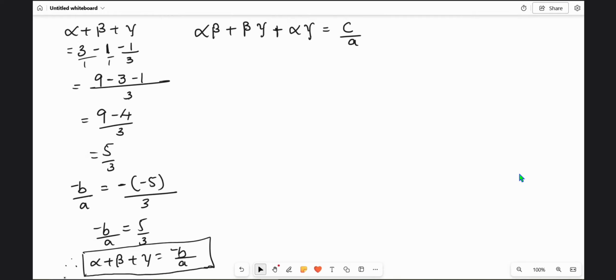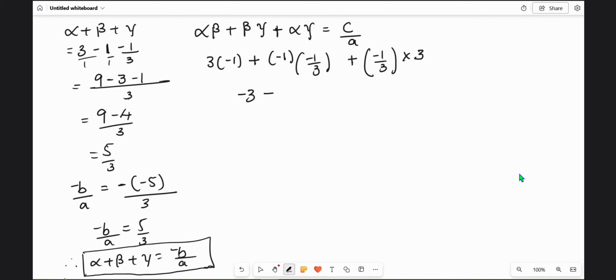Okay. Now put the values. Alpha 3. 3 into minus 1 plus minus 1 into minus 1 by 3 plus minus 1 by 3 into 3. Minus 3 plus 1 by 3 minus 1. Okay. Minus 3 minus 1, I can take it as minus 4 plus 1 by 3. Again you will get minus 12 plus 1, that is minus 11 by 3.